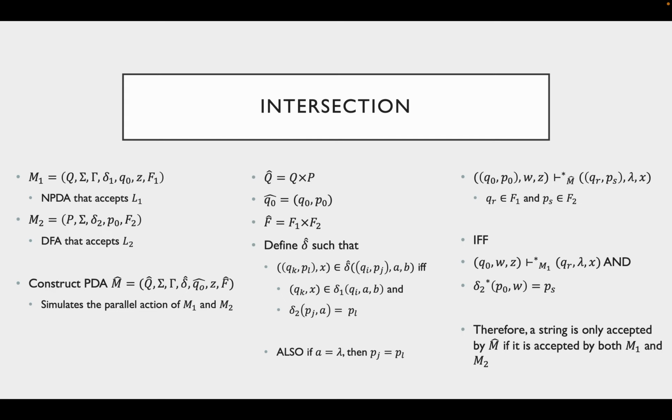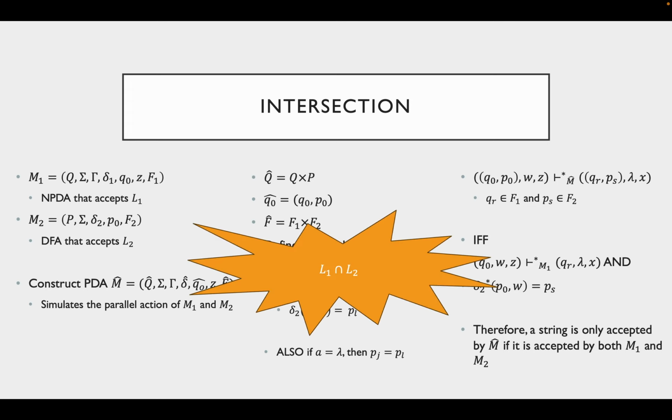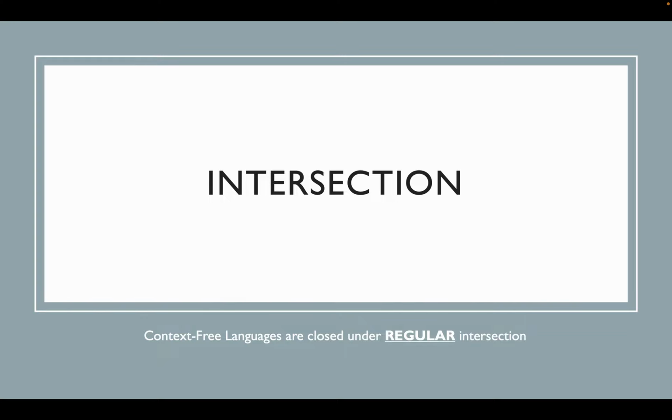After all this, we've shown that a string is only accepted by M hat if it's accepted by both M1 and M2. That is, it's in the intersection of M1 and M2. So this new language, let's say L3, that's described by M hat, is the intersection of L1 and L2. And because we've generated an NPDA for this language, it is context-free. So we've shown that context-free languages are closed under regular intersection.